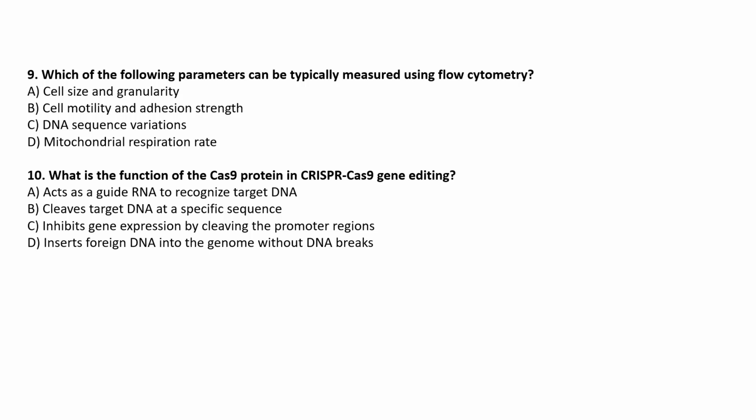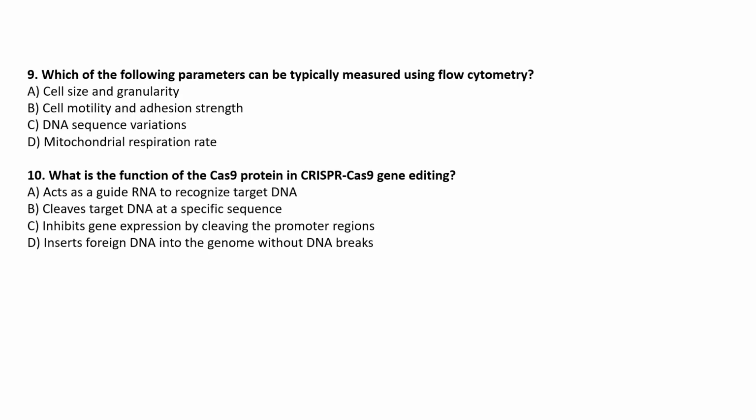B, right? So you're absolutely right. It does cleave the target DNA at a specific sequence. So the answer here is option B. Let's go through them one by one. A is saying it acts as a guide RNA. Obviously that's not the case, because Cas9 is the protein that is performing the cleaving, and the guide RNA is what is recognizing your target DNA. The guide RNA has a complementary region that binds to your target DNA, and it also has a scaffold region that binds to Cas9. That's what brings the Cas9 close to the target DNA, which allows the Cas9 to then cut the DNA at that sequence. And the other ones obviously are wrong.